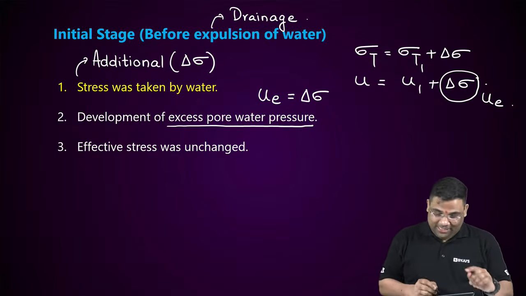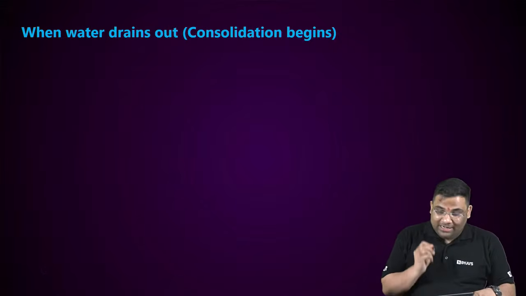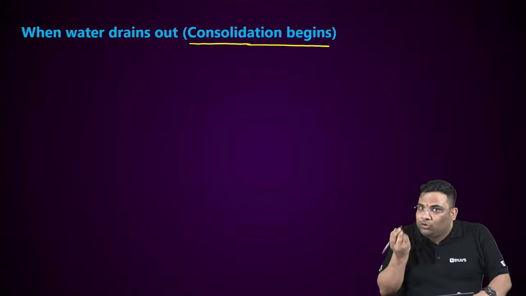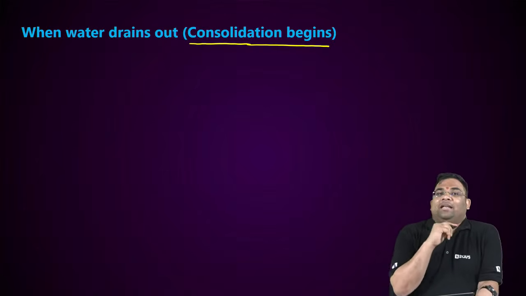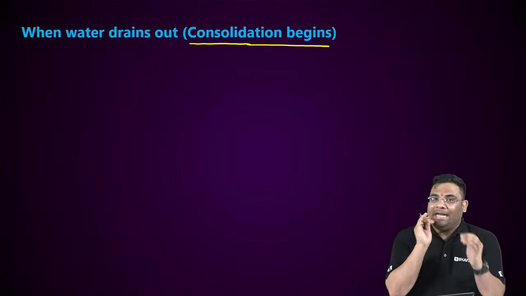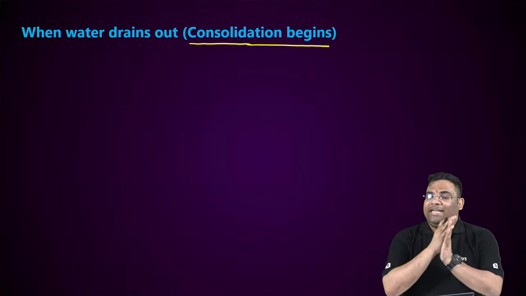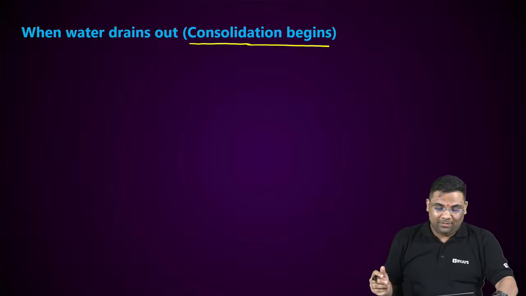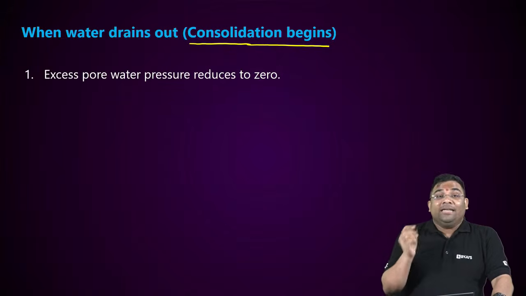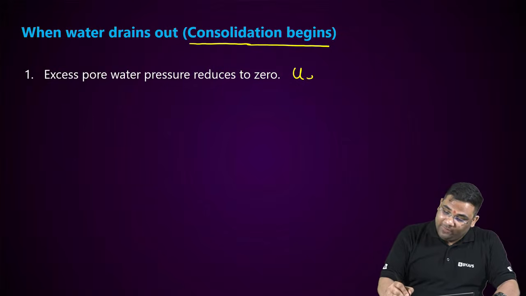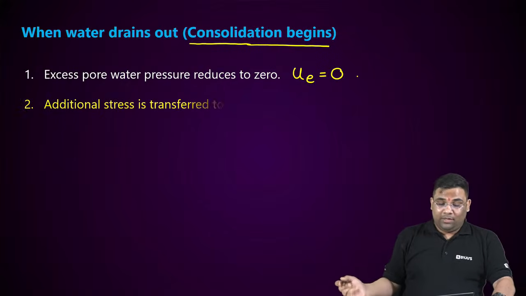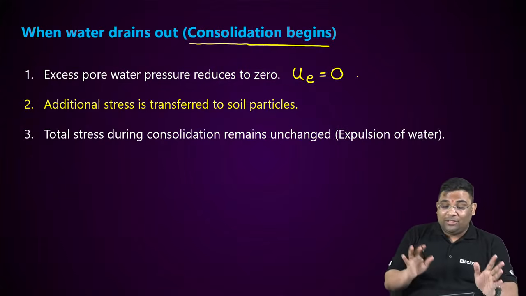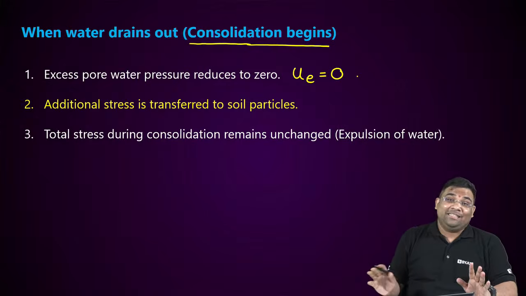Now, after expulsion of water, what happened? When water drains out, and draining of water is known as consolidation, I'll call that consolidation begins. When consolidation happened, the additional stress which was initially taken by the water went now to the soil. So I can say the excess pore water pressure reduces to zero, and the additional stress is transferred to soil particles.